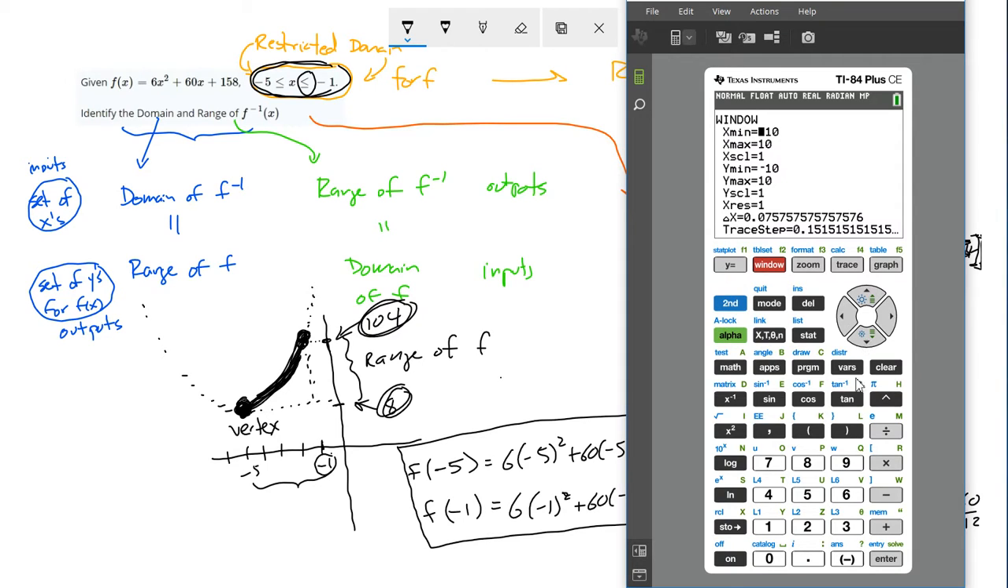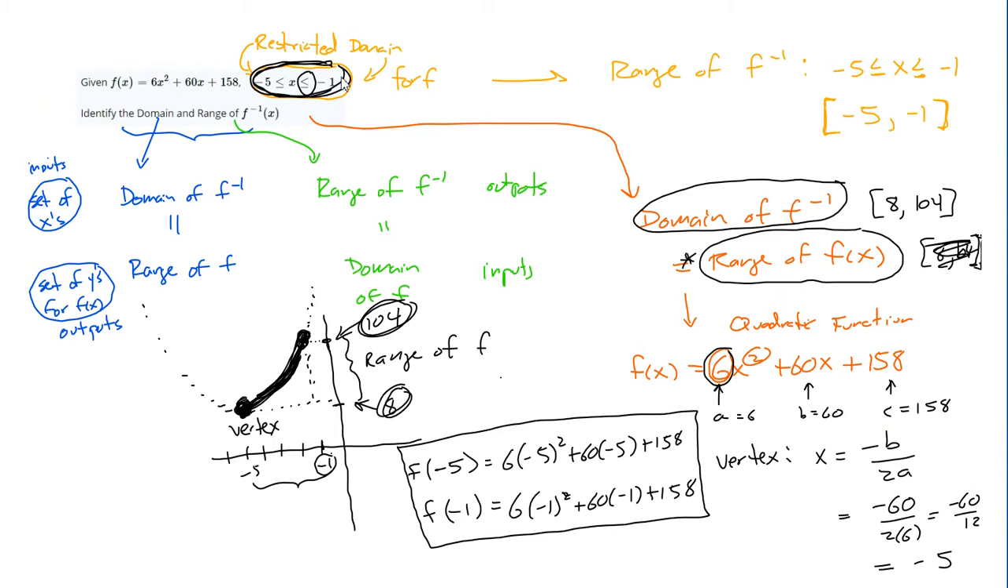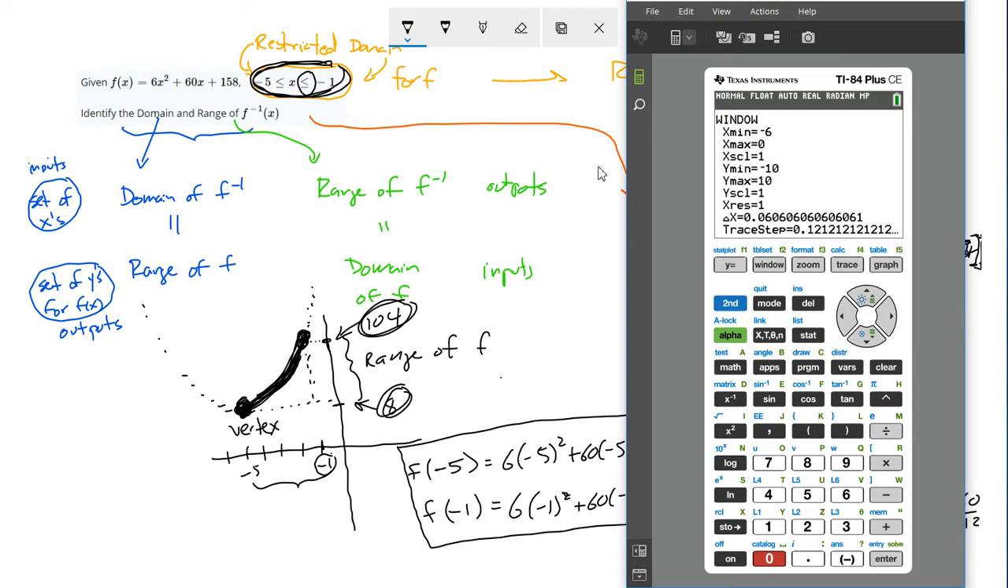I'll just go like -6 to 0 in this case, because they only want me to go between -5 and -1. So I'll just extend that a little bit. Whoops, sorry, I made that disappear. I'll just extend the window a little bit on both sides. So I'll go to -6 and 0.